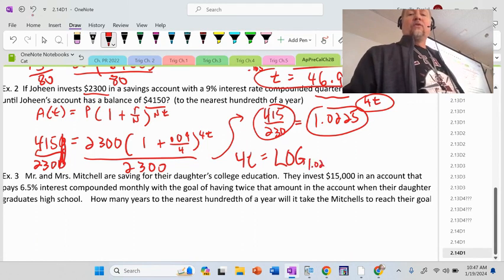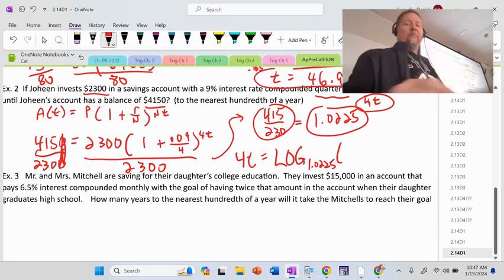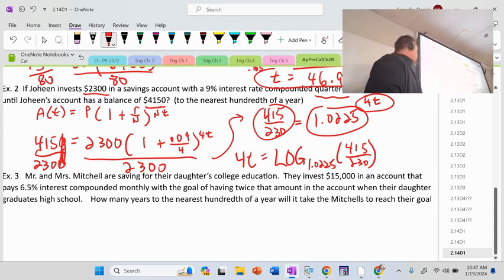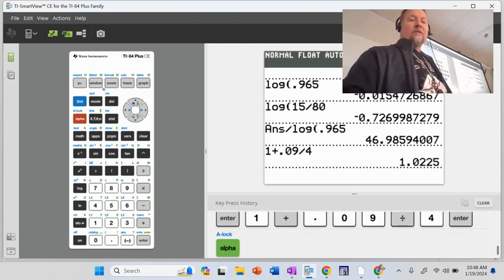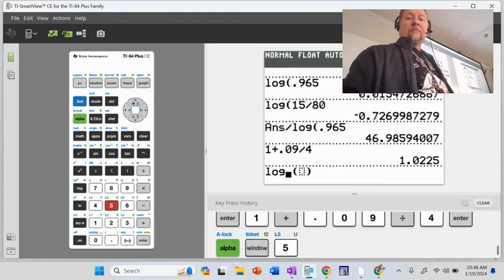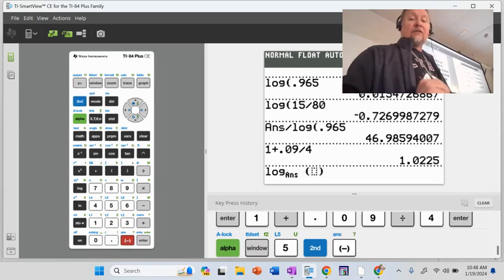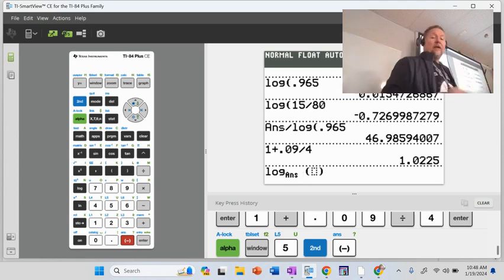Log base 1.0225. Do not round, by the way. Do not round that to 1.02. Never round. You leave these all the way out, plug them in all the way out, and then you can maybe round your final answer. You never round until the end. In logarithms, you can really affect an answer by bad rounding. It really does happen. Okay, and then maybe this time I'll show you the other way. So second window, 5, and then watch what I do. Log base, the base is that answer that I had there. So I can use that feature, and therefore it is not rounded.